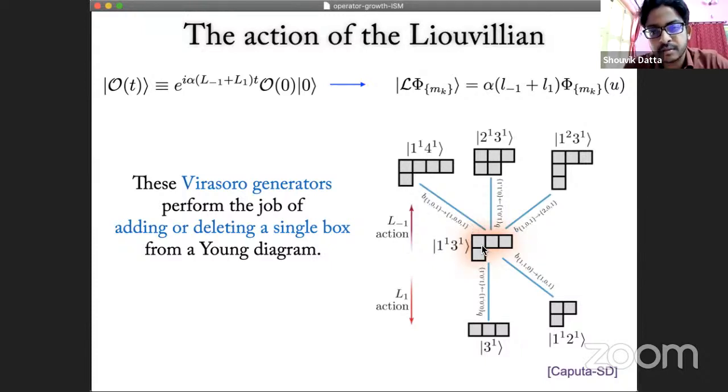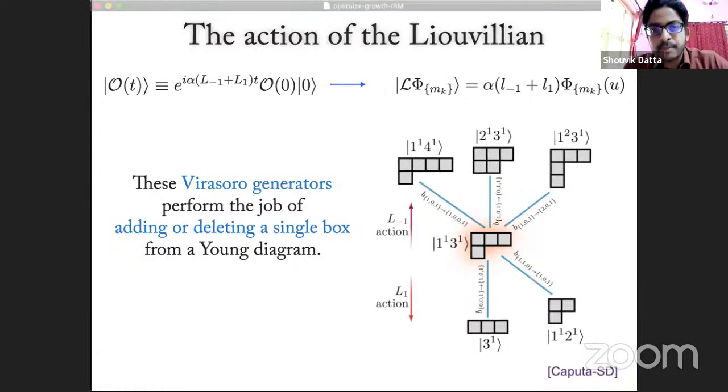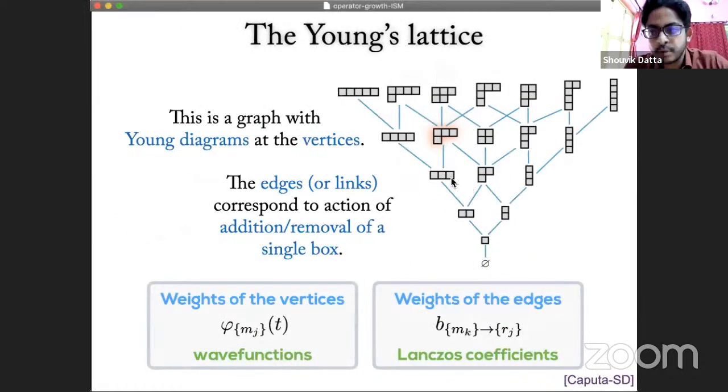Now we can realize these descendants as Young diagrams, and the action of L-1 adds a box. So a box can be added to this in 3 ways. And the action of L1 removes a box, and that can be done to this Young diagram in these 2 ways. So that's shown over here. Actually, this action of L1 and L-1 is a part of a bigger picture, which is called the Young's lattice.